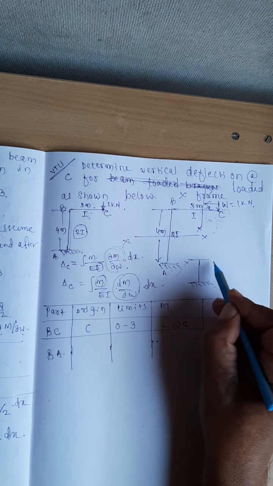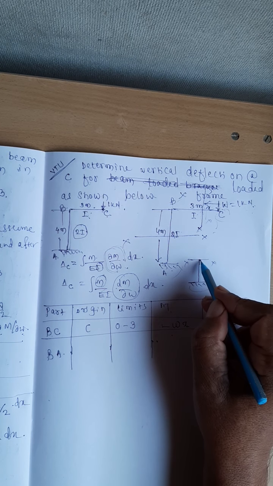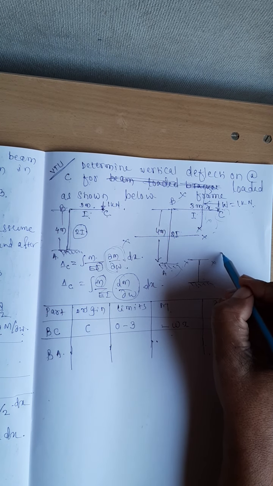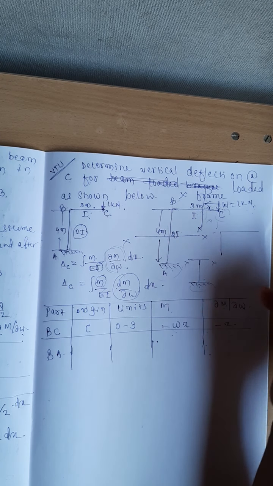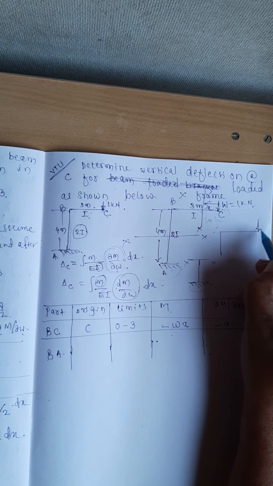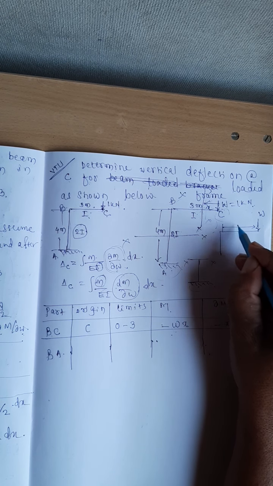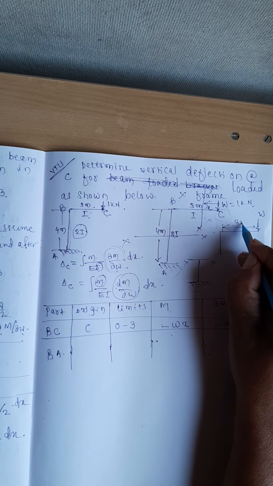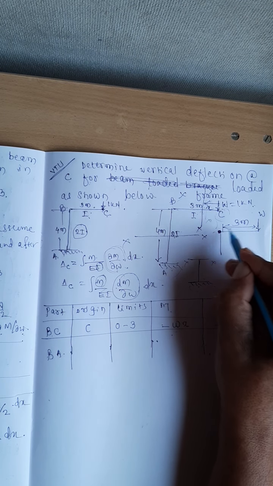Here is my section XX, but I don't know what these reactions are. That is why I am not going for the lower part. How does the upper part appear? Upper part will appear something like this. This load W is here. This distance is equal to what? 3 meter. And from here you can measure the X as I want.